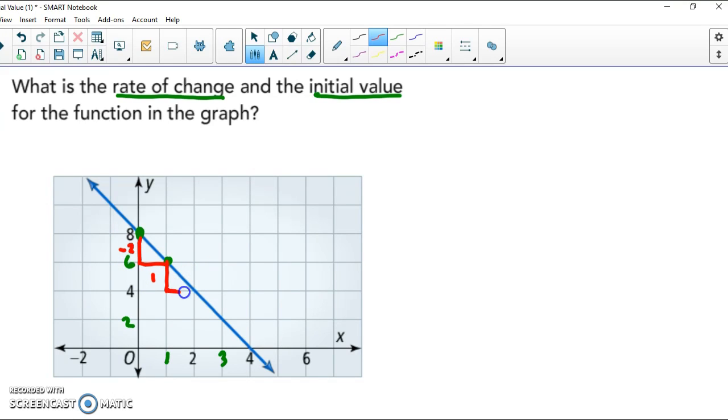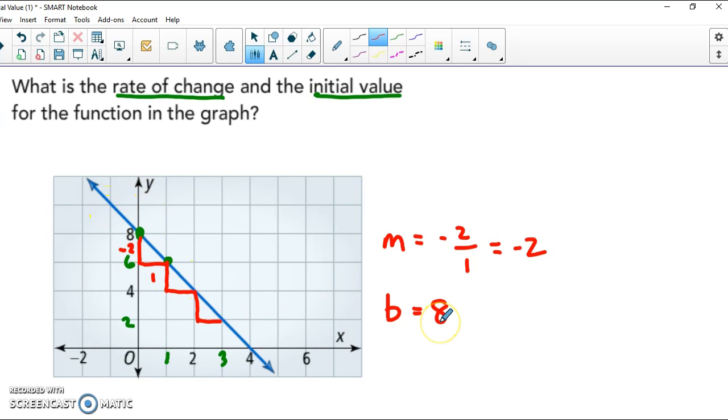Rise -2, run +1. Rise -2, run +1. So my rate of change, or my slope, is -2 over 1, which I could simplify and just write as -2. My initial value then is when x equals 0. So that makes my initial value +8, and that's going to be my y-intercept. That's the point where my line crosses the y-axis.